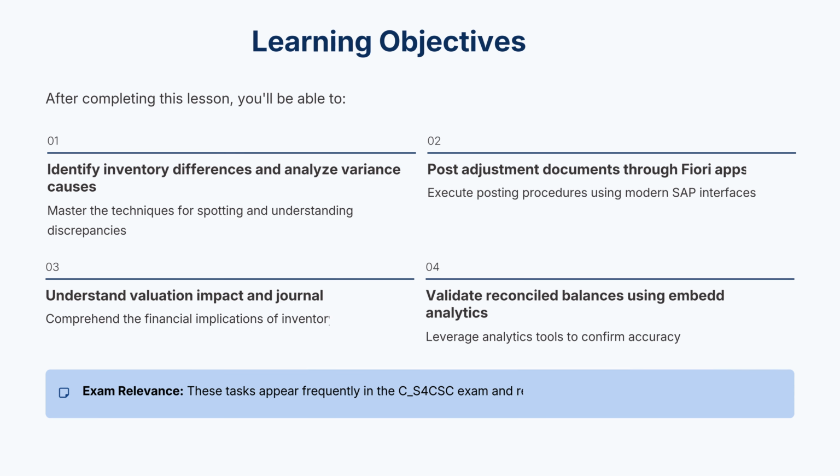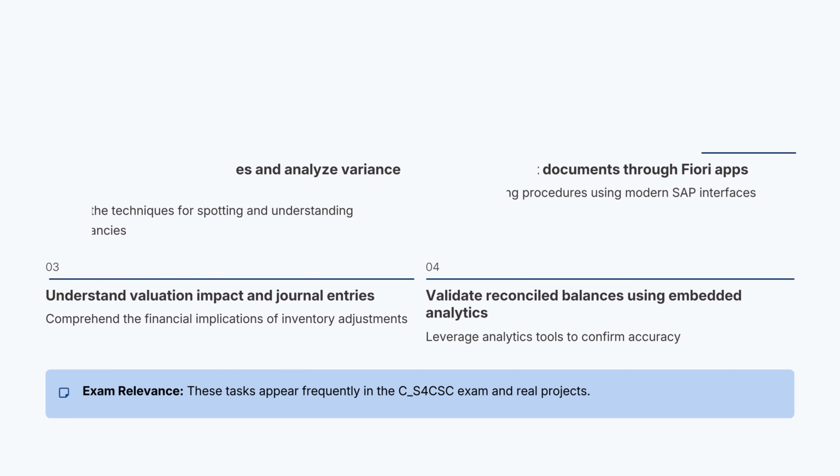By the end of this lesson, you'll be able to identify quantity and value variances, post adjustments, and validate their financial effects. You'll learn which Fiori apps are used for each step, how tolerance settings influence posting, and how embedded analytics helps ensure accuracy. These are essential capabilities tested in the SAP CS4CSC certification exam.